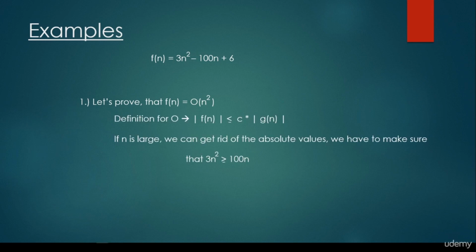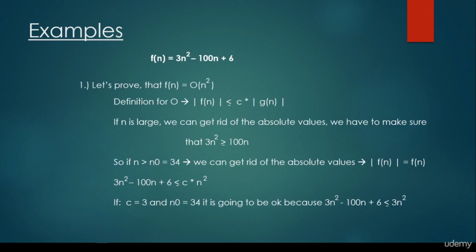So, the definition for the big O is that the absolute value of f(n) is smaller or equal to c times the absolute value of g(n). So if n is large enough, then we can get rid of the absolute values. We have to make sure that 3 times n squared is greater or equal than 100n. And basically we just have to solve this inequality. Whenever n is greater than 34, then we can get rid of the absolute values. So in this case, the absolute value of f(n) is equal to f(n) itself. Why?